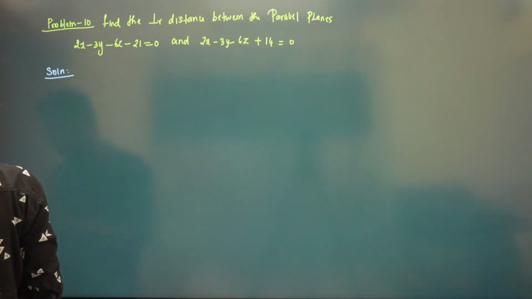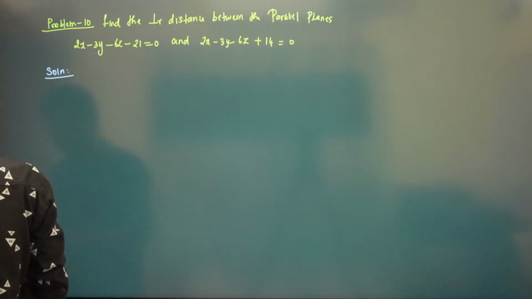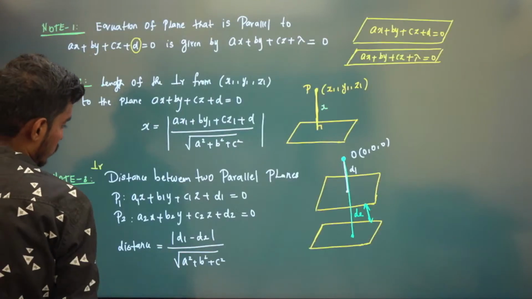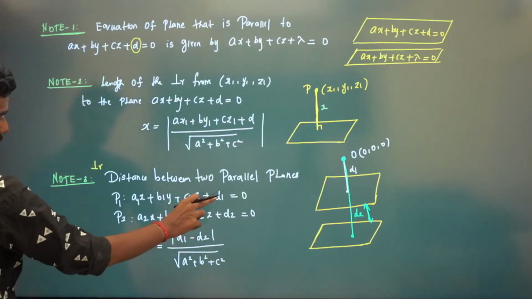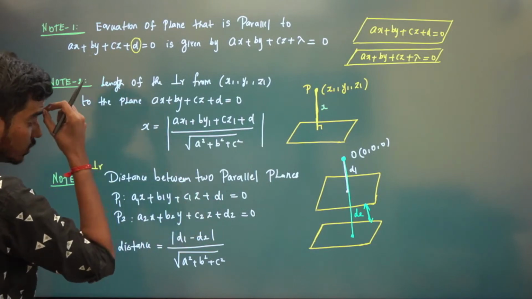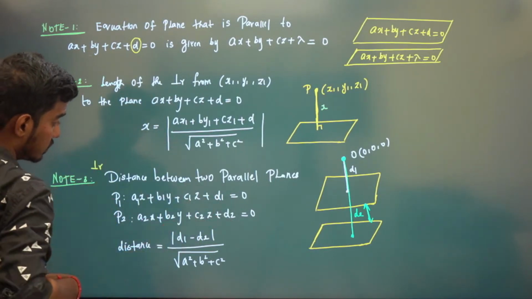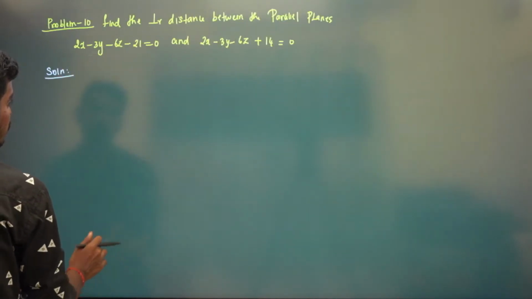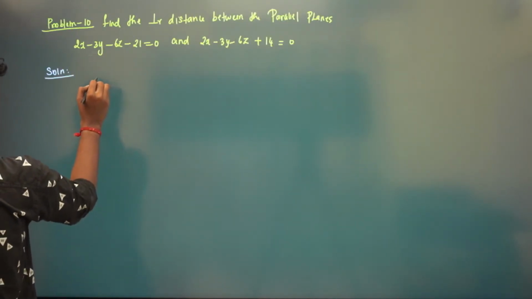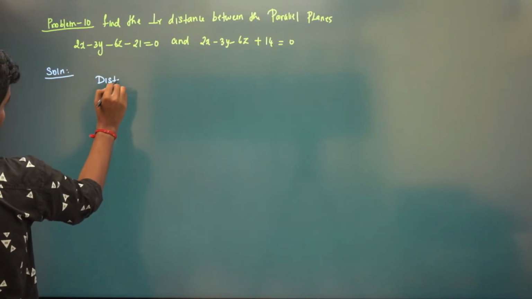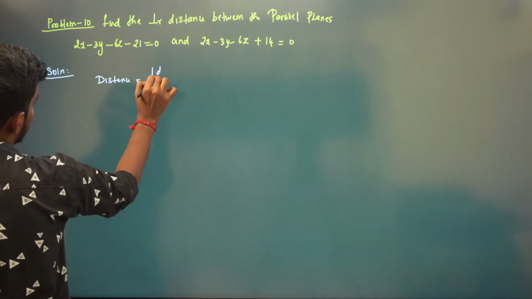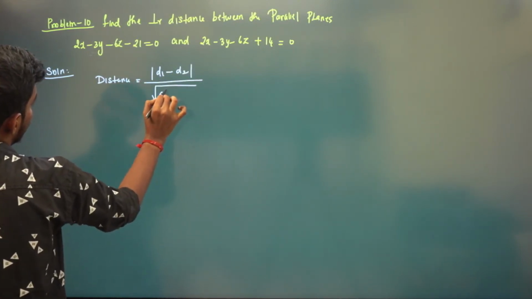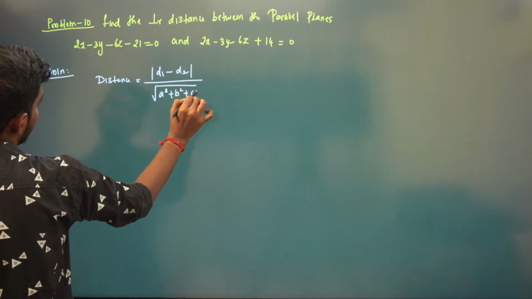So the distance between two parallel planes is given by modulus of d1 minus d2 divided by root of a square plus b square plus c square. Here d1 is the constant term in the first plane, d2 is the constant term in the second plane.